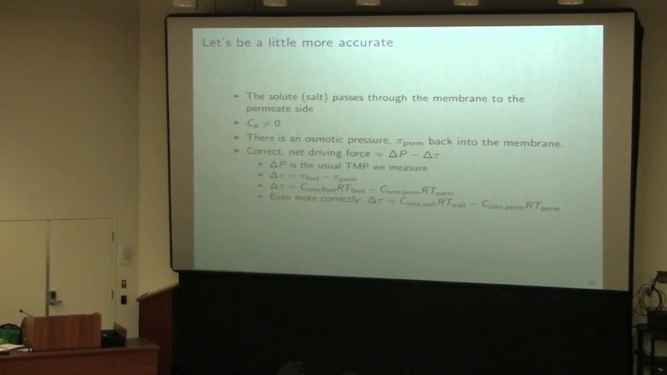So when we look at our driving force in reverse osmosis, that's the term we'll use in the usual flux equation. So flux is equal to driving force divided by resistance. That delta P, the usual transmembrane pressure that we apply through pumps and external energy, minus the natural resistance that comes from osmosis. Any questions up to this point, just on the conceptual idea of osmosis and reverse osmosis?